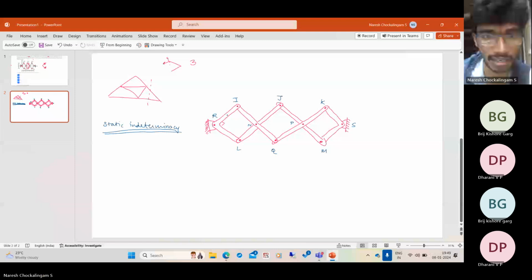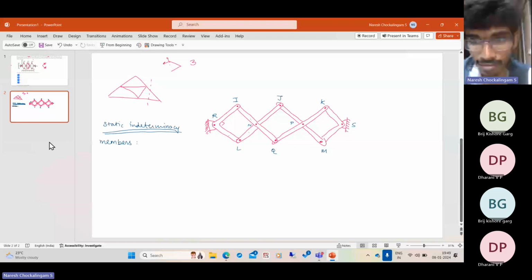Similarly, so how many? So treat these two as two different members, but they are connected rigidly, right? So let us find out the members. How many members we have? We have 1, 2. These two are continuous. So 3, 4, 5, 6, 7, and 8. So that is the number of members we have. The number of reactions we have are 1, 2. So this is a pin, so vertical and horizontal reactions. Here also vertical and horizontal reactions.